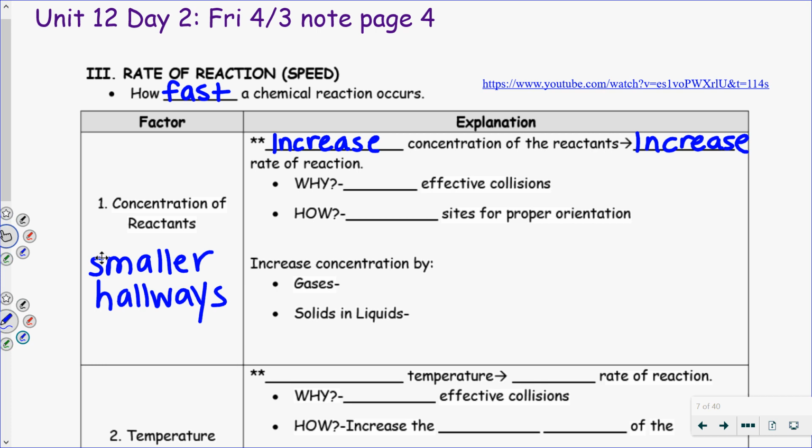And if you watch the iodine clock video, the higher the concentration, the quicker that solution turned into that blackish color. So you want to write iodine clock. So the more concentrated, the faster it's going to go. Now, why is that? Remember, whenever we're talking about the speed or the rate of a reaction, we're talking about collisions.